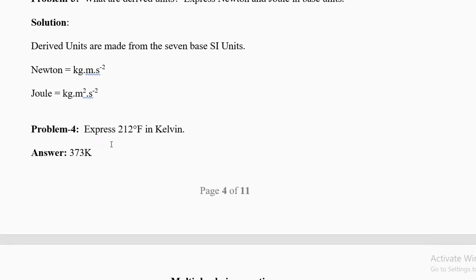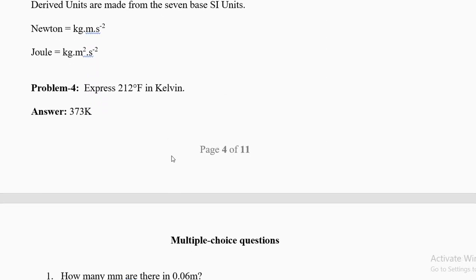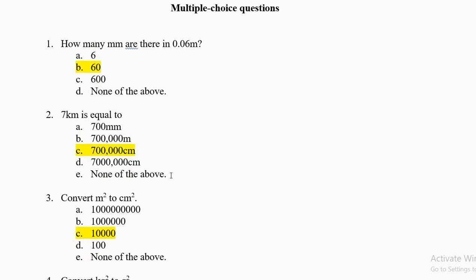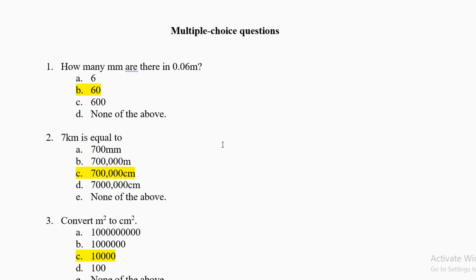Now, fourth problem is express 212 degree Fahrenheit in Kelvin. We do not read it right now. Your answer is 373 Kelvin. We'll discuss it in the lab if we need it. Next comes the multiple choice questions. Multiple choice questions are very important because many of your exams will be online, and in the online exams we'll be asking some multiple choice questions also.